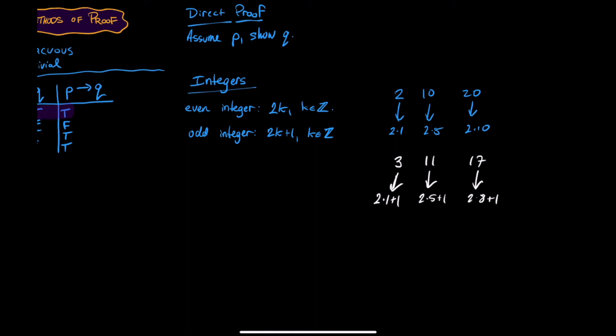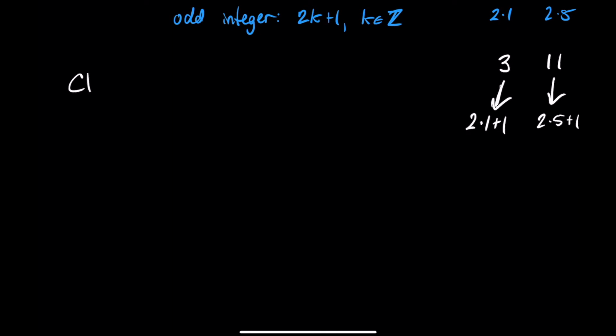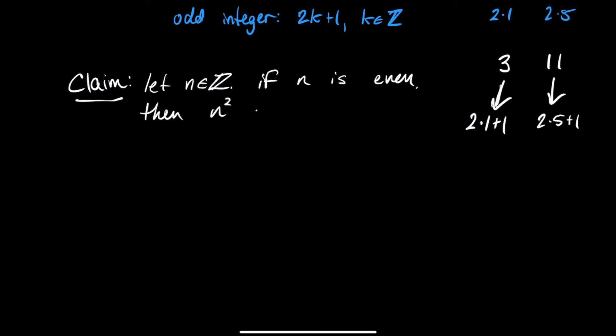And if we're given a statement, we want to make sure that the variable that we're given, like n, actually is going to be in the integers. Because if they say let n be a real number, and we prove a case for integers, we're wrong. Alright, so let's say our claim is let n be an integer. If n is even, then n squared is even.